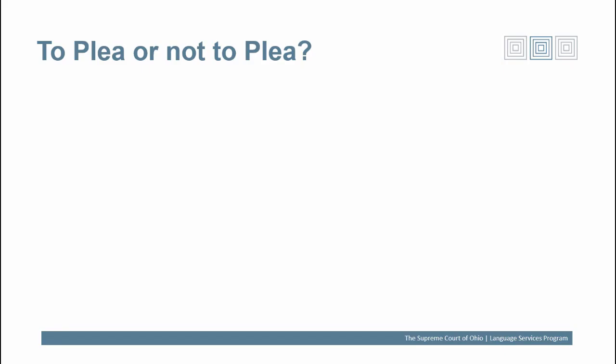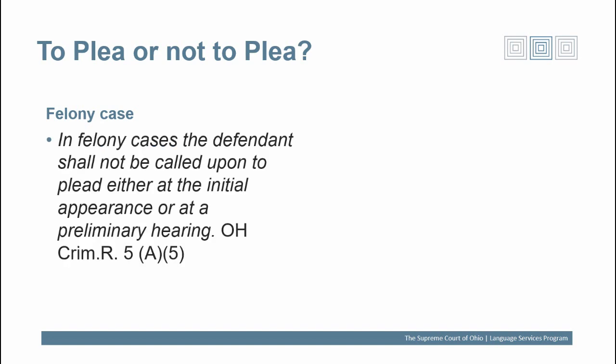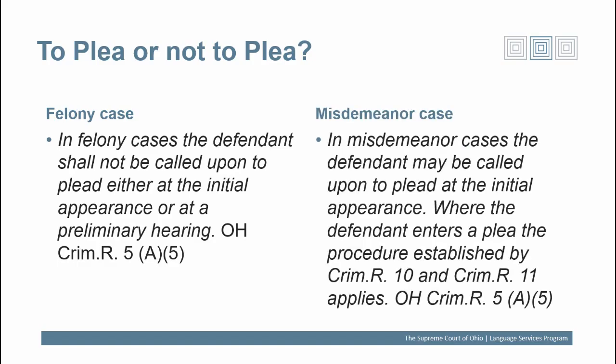Please note, it is important to understand what the Ohio Rules of Criminal Procedure have to say about when a defendant gets to plead. In felony cases, the defendant shall not be called upon to plead either at the initial appearance or at a preliminary hearing, according to Ohio Criminal Rule 5(A)(5). In misdemeanor cases, the defendant may be called upon to plead at the initial appearance. Where the defendant enters a plea, the procedure established by Criminal Rule 10 and Criminal Rule 11 applies, according to Ohio Criminal Rule 5(A)(5).